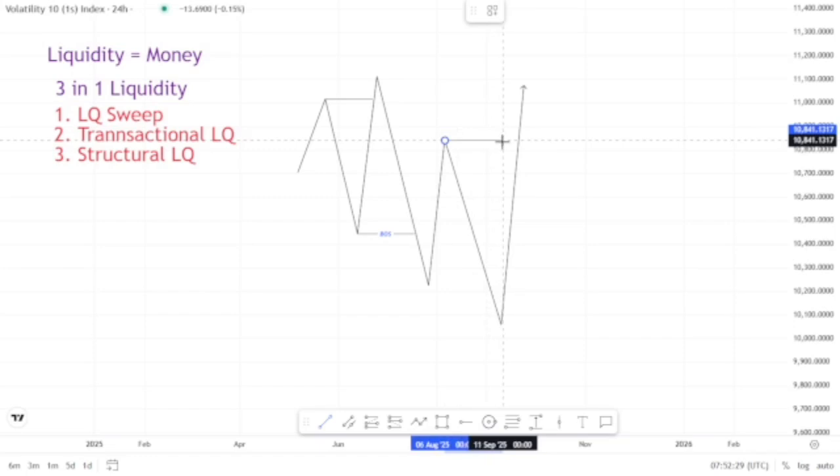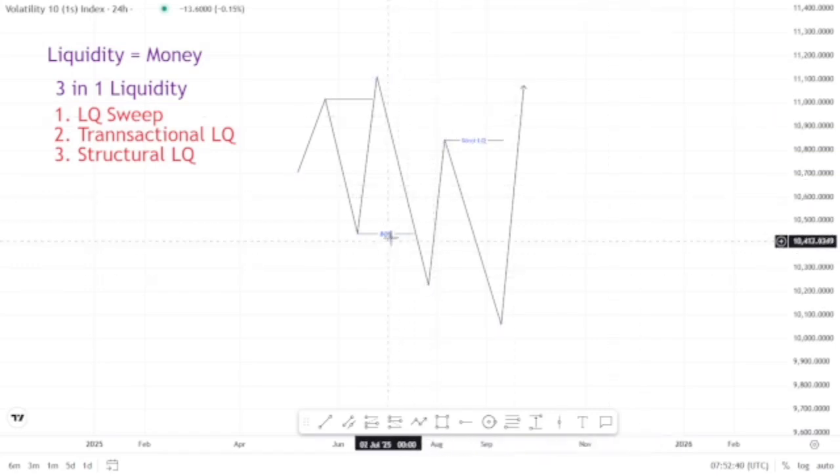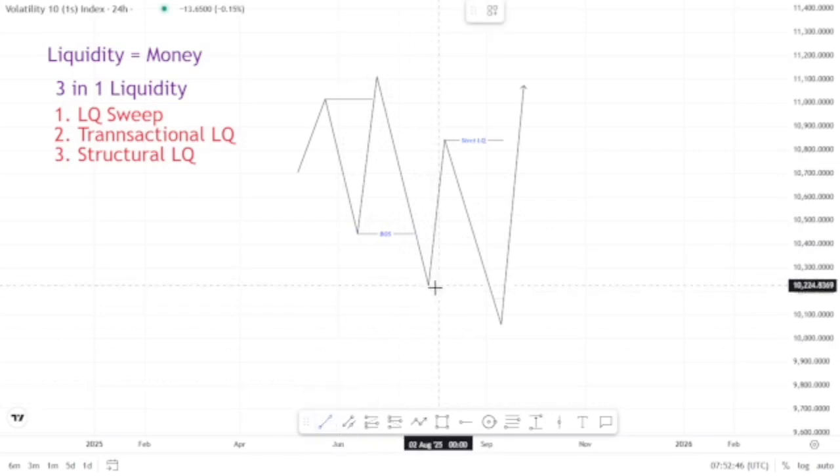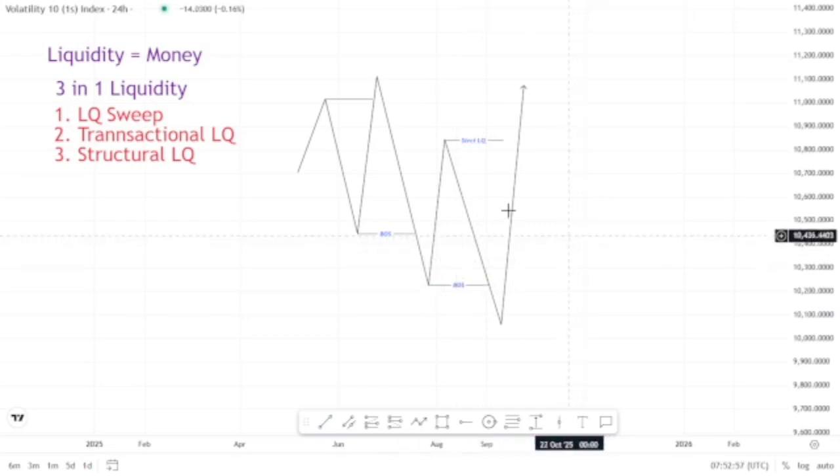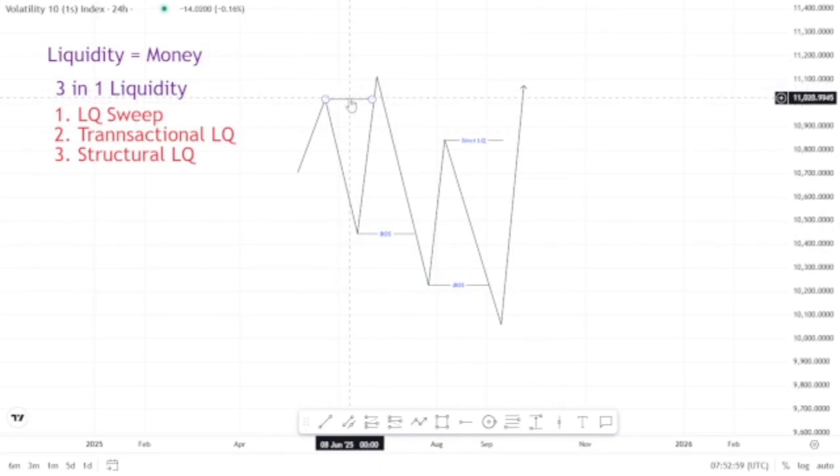Look at it here. Let me indicate STRTLQ, structural liquidity. Remember this BOS here, this is our transactional liquidity, so I don't need to indicate it. After structural liquidity is there intact, then we have our second break of structure, BOS. After the second break of structure, now your setup is, now this is LQ sweep.